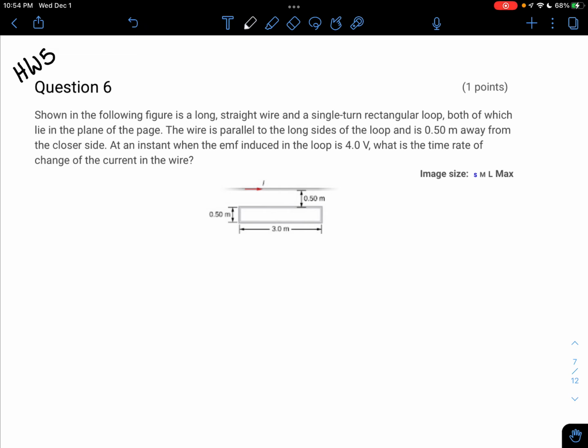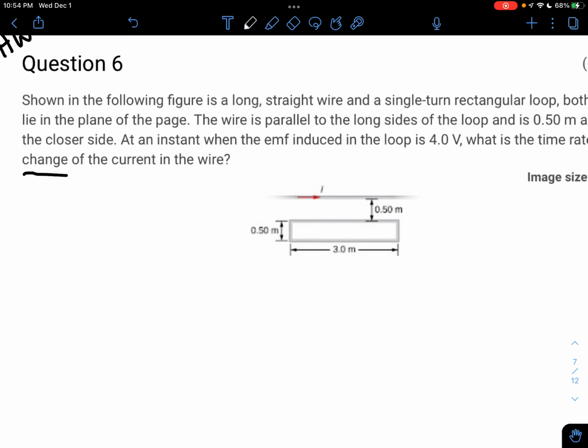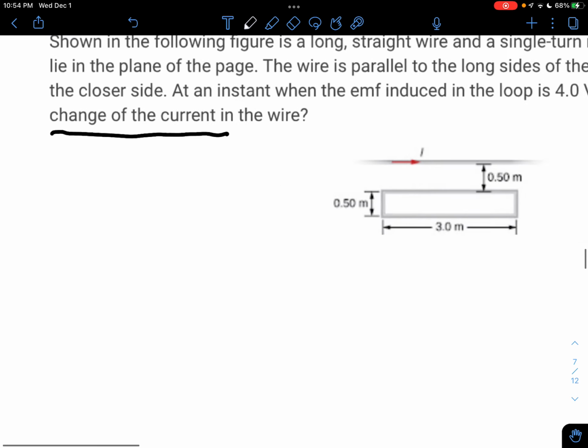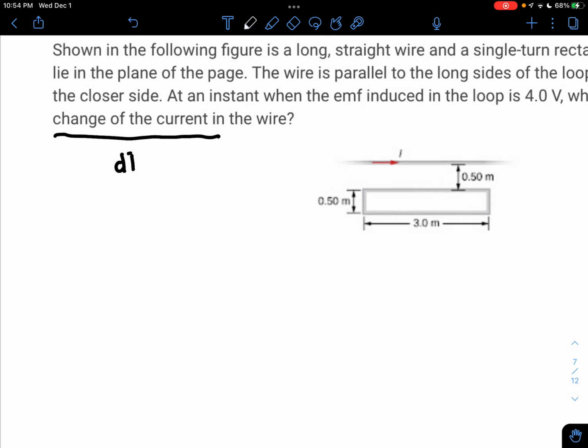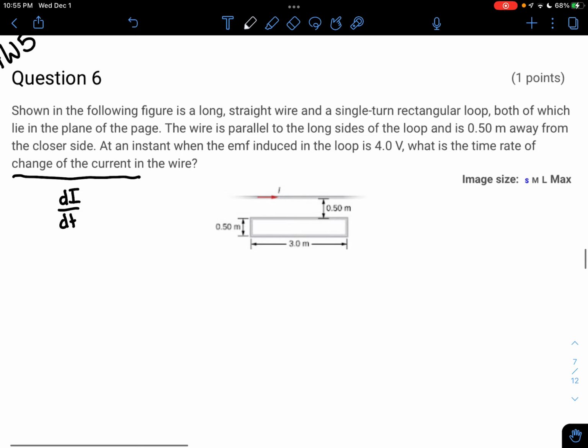Alrighty, y'all. Today we're taking a look at question 6 for homework 5. For this one, we're trying to find the change in current in the wire at a specific instant, right? So that's our dI/dt. This one's a bit of a doozy, but I'm going to do my best, and don't say I didn't warn you.